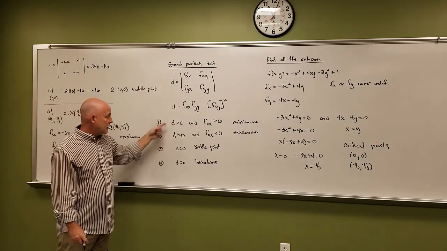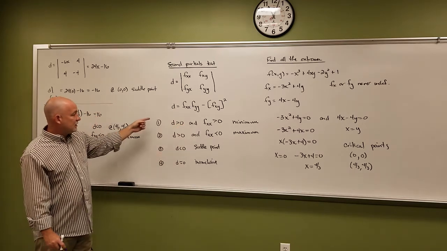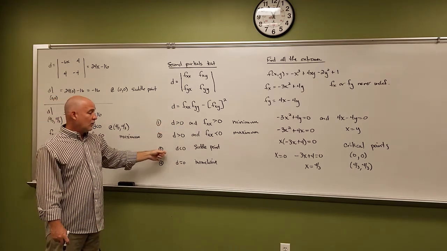All right, so you need to know the second partials test. It is just kind of a memorization thing. Once you run it through the test, you'll be able to tell if a critical point is a min, max, or a saddle point.